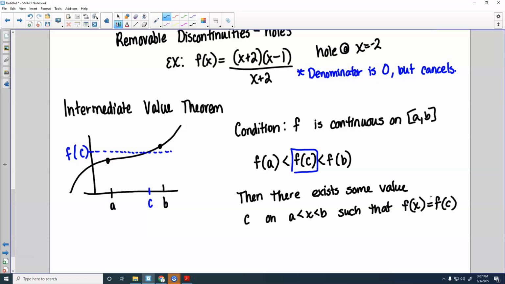The keys to knowing it's the intermediate value theorem and not the mean value theorem are that it should not talk about a derivative, and that you're showing that I was at this low value, now I'm at this higher value, and so I had to cross that line in between somewhere.